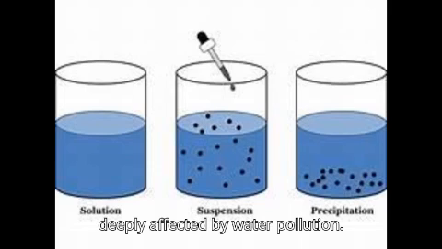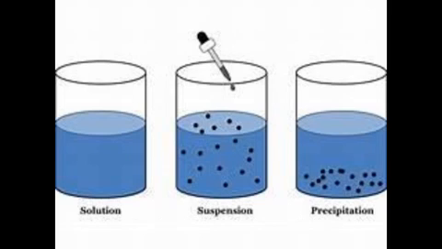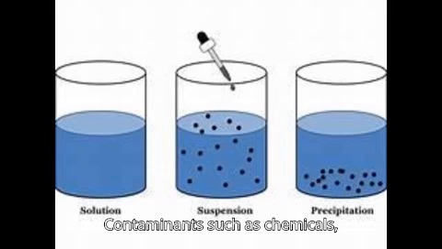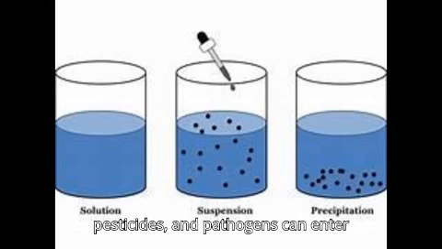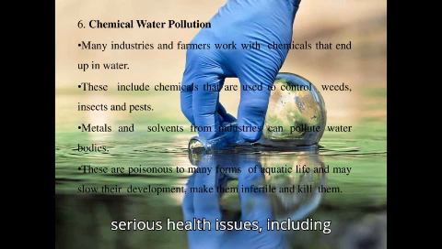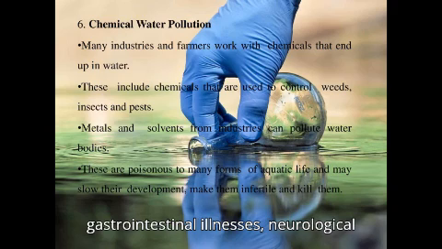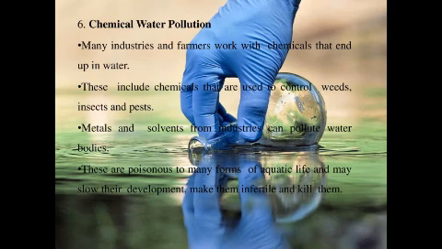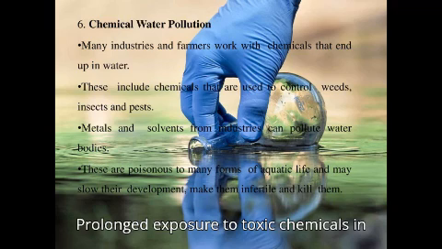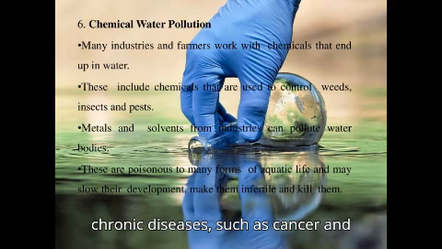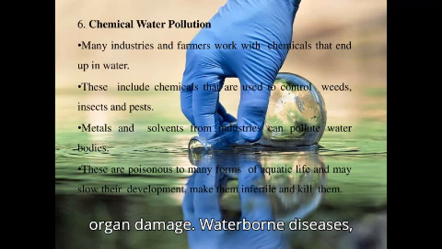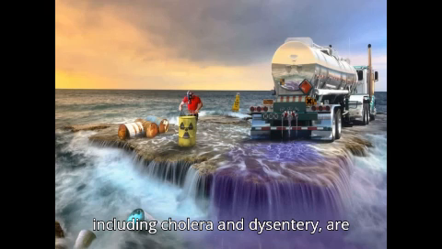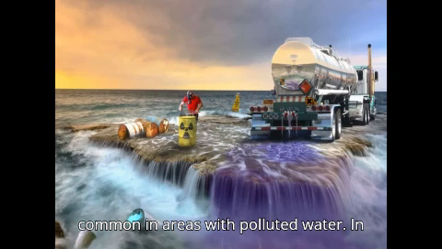Human health is also deeply affected by water pollution. Contaminants such as chemicals, pesticides, and pathogens can enter drinking water supplies, leading to serious health issues, including gastrointestinal illnesses, neurological disorders, and reproductive problems. Prolonged exposure to toxic chemicals in polluted water sources can lead to chronic diseases, such as cancer and organ damage. Waterborne diseases, including cholera and dysentery, are common in areas with polluted water.